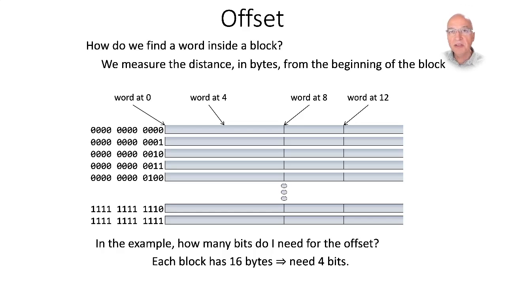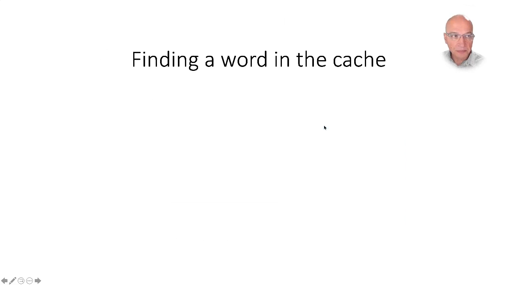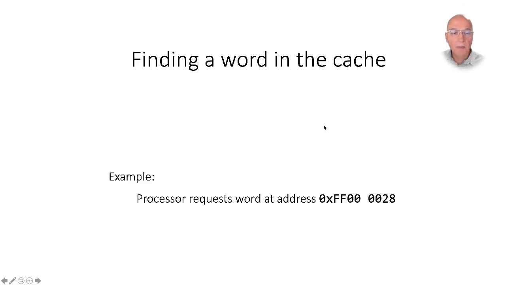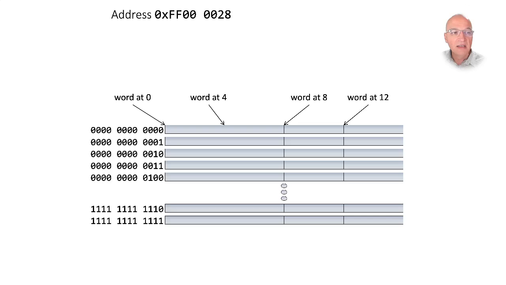The lower 2 bits could be called the byte offset, says which byte inside the word I want to access. And the upper 2 bits can be called the word offset, that is which word position I am at. Now I want to find a word in this cache. So for example, if the processor makes an access at the address 0xFF000028, how do I find that word?